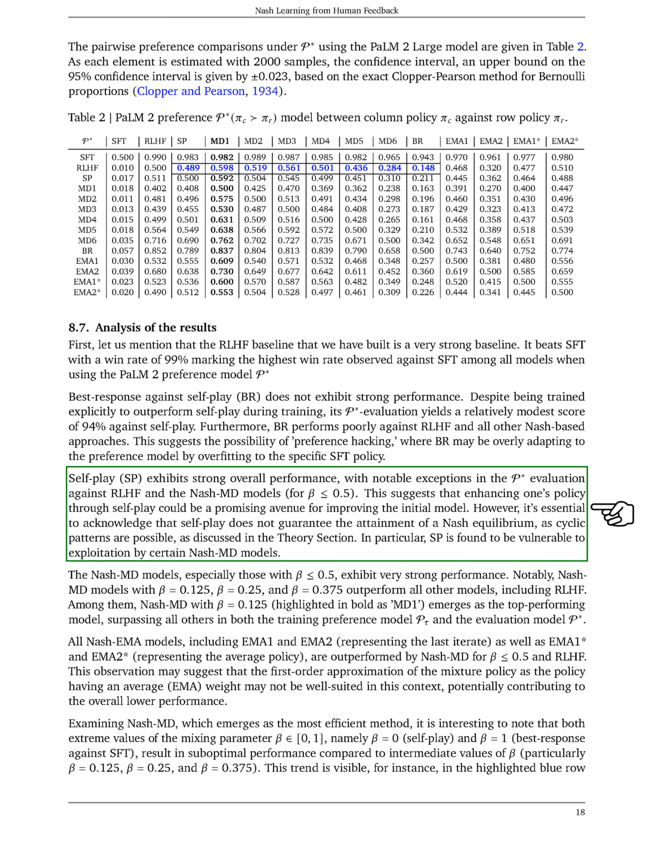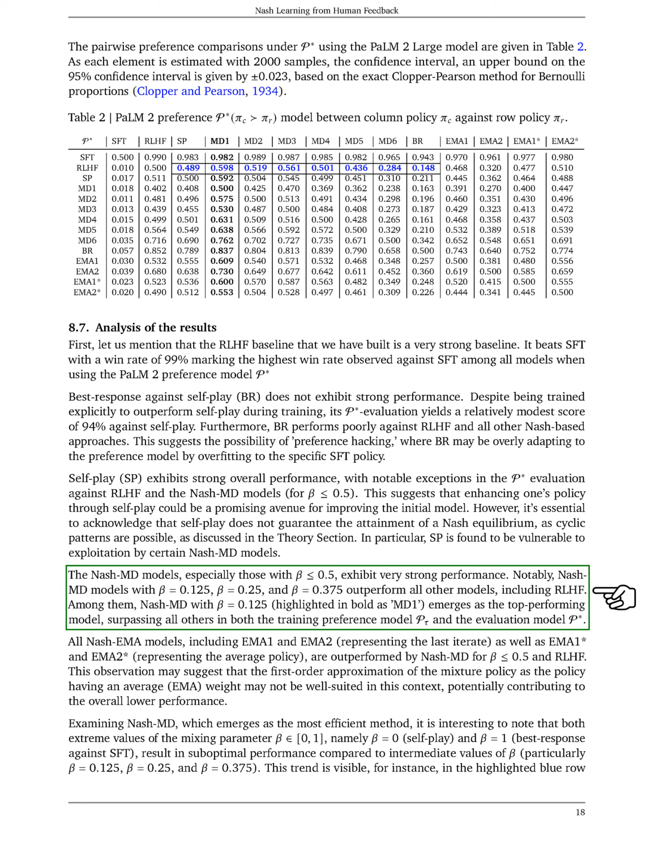Self-play, SP, performed well overall, but it didn't do well against RLHF and the Nash MD models when the beta value was less than or equal to 0.5. This suggests that self-play could be a good way to improve the initial model, but it doesn't guarantee a Nash equilibrium. The Nash MD models, especially those with beta values of 0.125, 0.25, and 0.375, performed very well. In fact, the Nash MD model with a beta value of 0.125 was the best performing model overall.